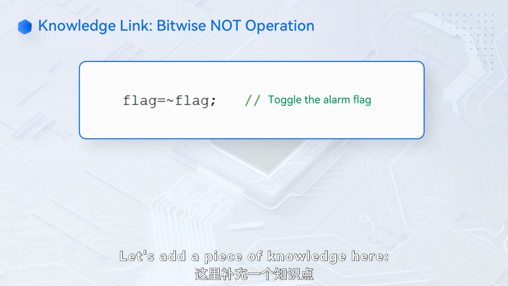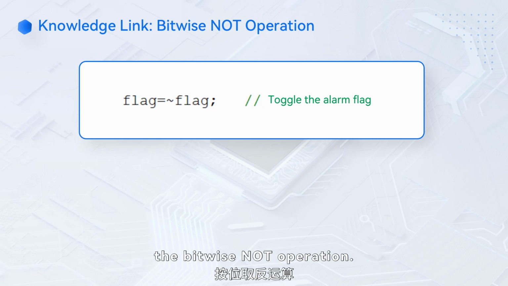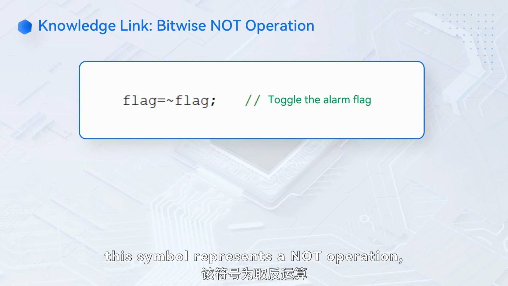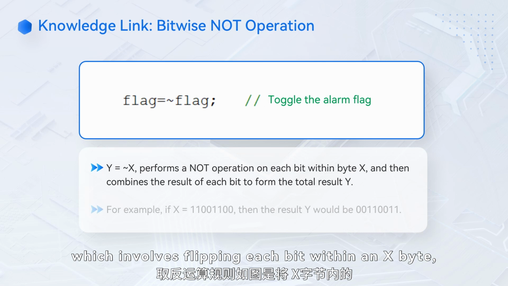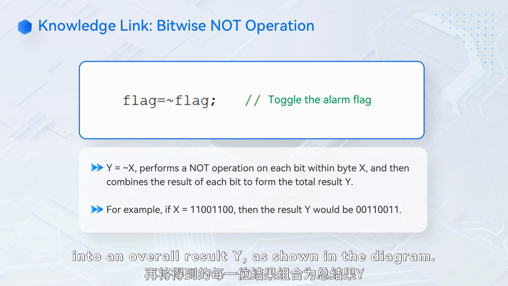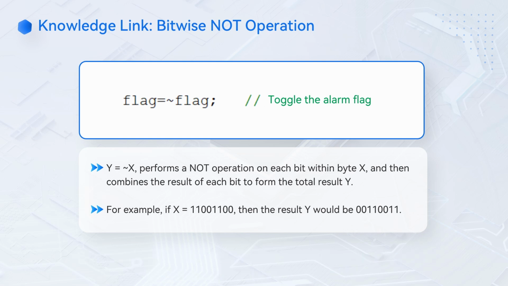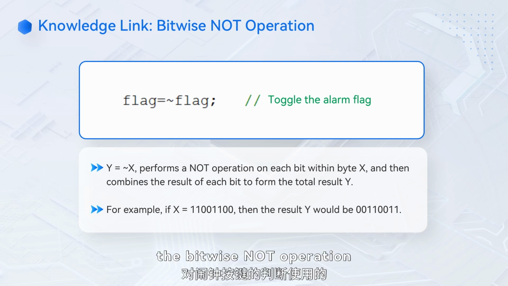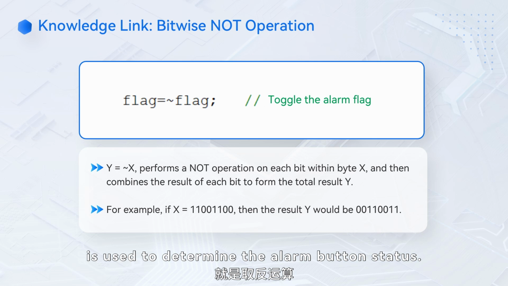Let's add a piece of knowledge here, the bitwise NOT operation. Similar to the NOT logic gate discussed in the last lesson, this symbol represents a NOT operation, which involves flipping each bit within an X byte, combining the results into an overall result Y, as shown in the diagram. In this example, the bitwise NOT operation is used to determine the alarm button status.